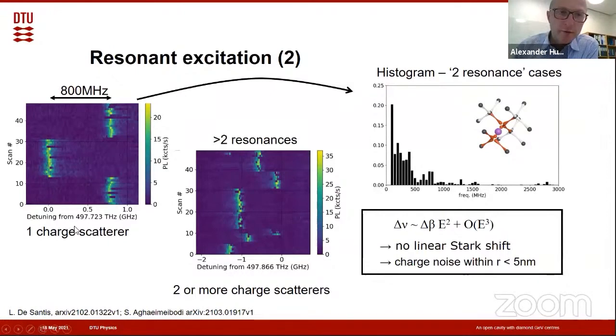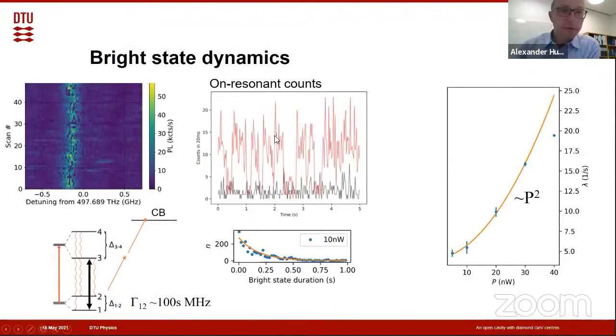If we have a spectrum with two different lines, this indicates that we have one charge scatterer. If we see, like in this case, five different lines, this indicates that we have two or more charge scatterers which are causing these spectral jumps. Then I hope you're still with me.